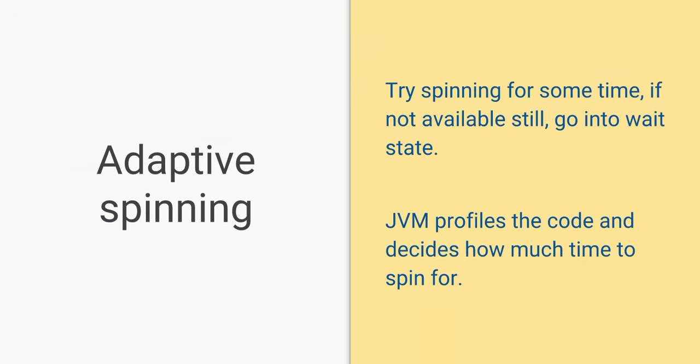Internally, the JVM will try to acquire the lock for some threshold amount of duration or some threshold number of repetitions, and only when those repetitions or that duration is completed, it will go into the wait state. The JVM will keep profiling your code at runtime and will decide what that duration or number of repetitions is. So that's the simple concept of spin locks. Do not immediately go into the wait state. Try to acquire the lock, and only if after a certain threshold the lock is still not available, then go into the wait state.